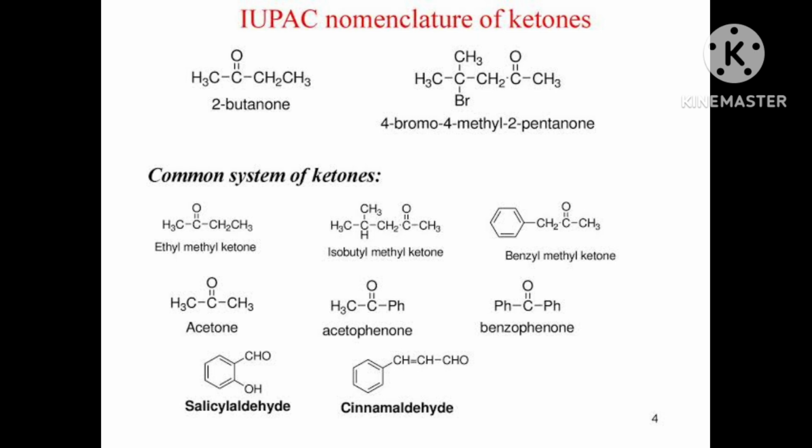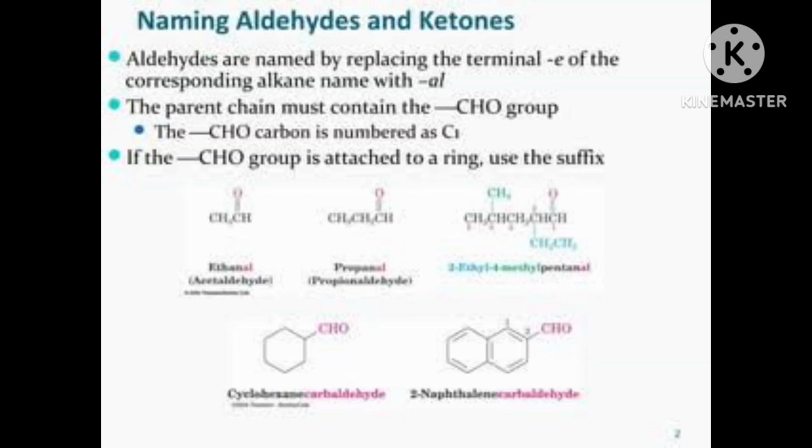Okay, the CO group is in the middle. Ketonic group in the middle, one side methyl, other side propyl. Then what will be the common name? That is methyl n-propyl ketone. Always follow alphabetical order. Then methyl n-propyl ketone.